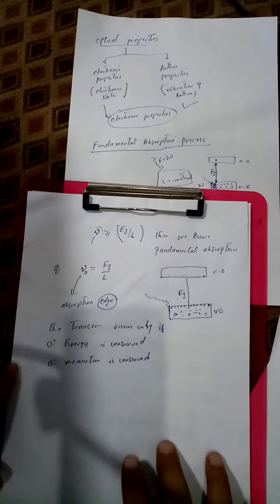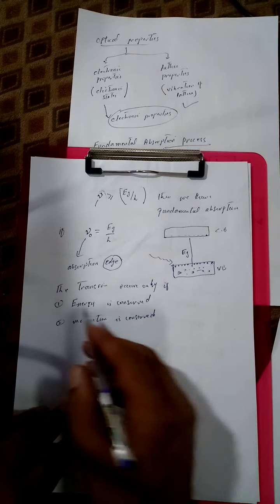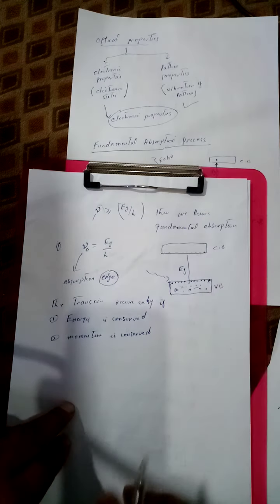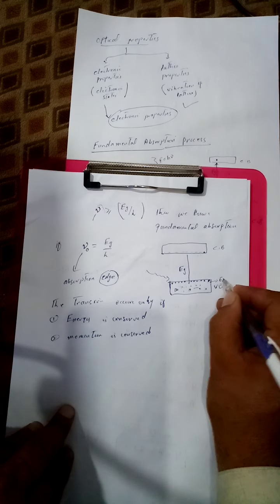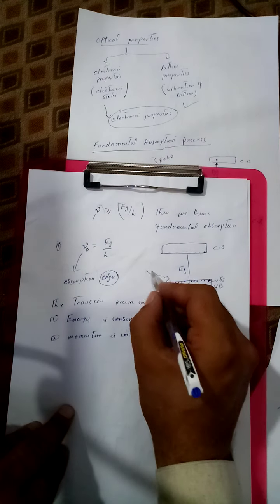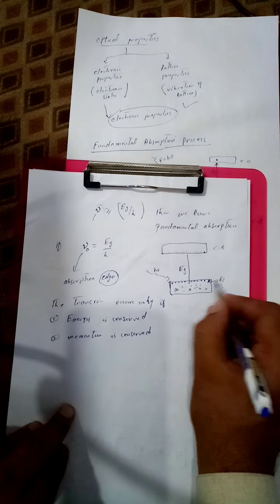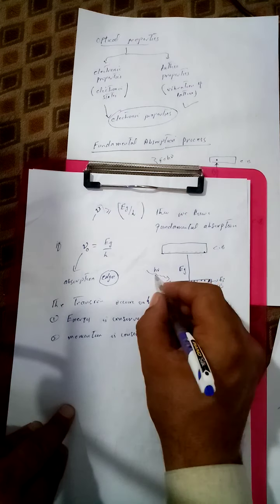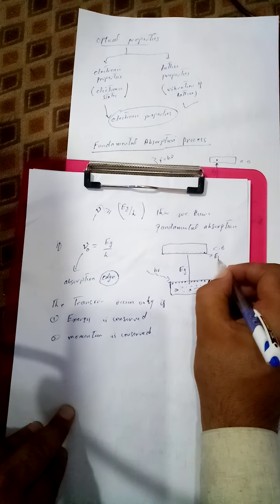Okay, what is meant by energy conservation? Energy is conserved. What does that mean? Suppose we have an electron in the valence band. This electron has a certain energy which I represent by EI, the initial energy of the electron. Now a photon of energy h nu falls on this material. This electron, whose initial energy is EI, absorbs this energy, so its total energy now becomes EI plus h nu, and it jumps to the conduction band, and here the energy is the final energy.